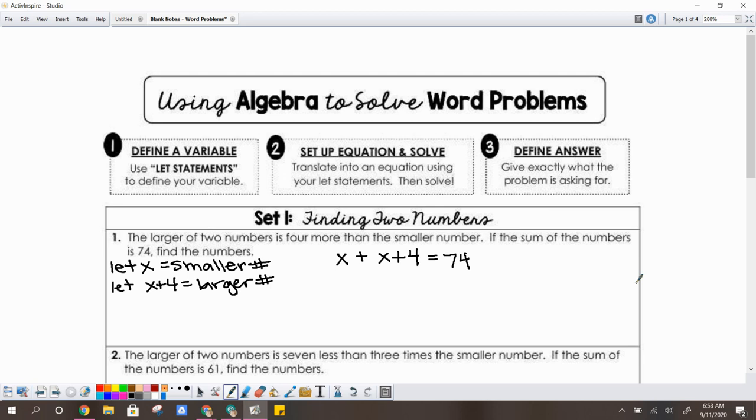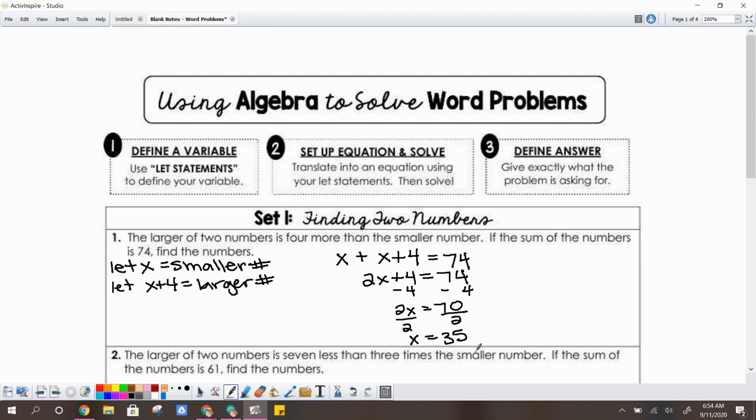Okay, so we have our equation set up. Now we can solve. Step 1 is to combine our like terms here. So we have 2x plus 4 equals 74. And then we have a 2-step equation. So we get rid of the addition first, and then we divide. So we have x equals 35.